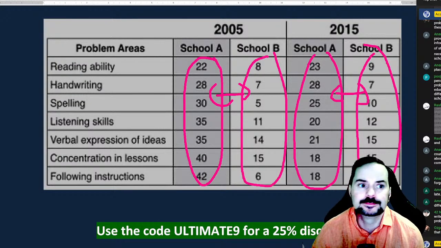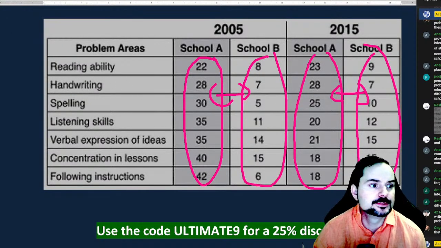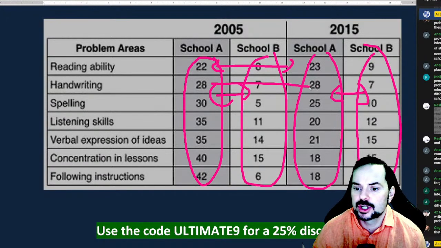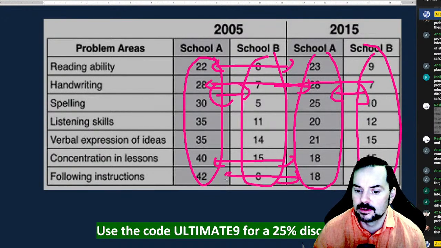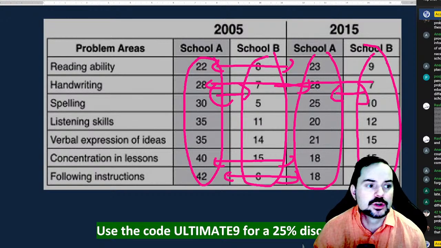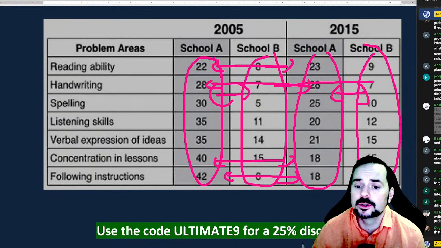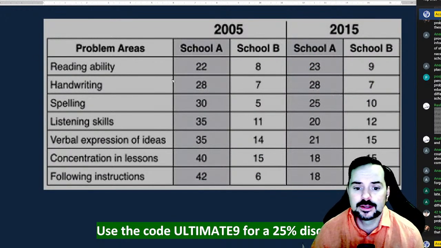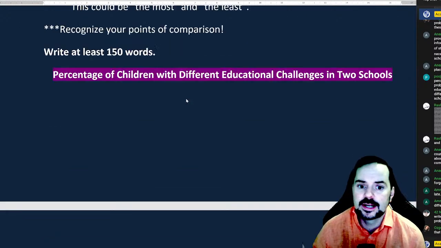Okay. All right. And then between the years, we can see that there's not a lot of change in some of these numbers in both schools, except for a couple, right? So there's a little change for a couple. Okay. All right. And we don't need to get into details in the overview. We just need to mention it so that the reader starts to think about it and so that it makes sense to them once we get to the analysis.